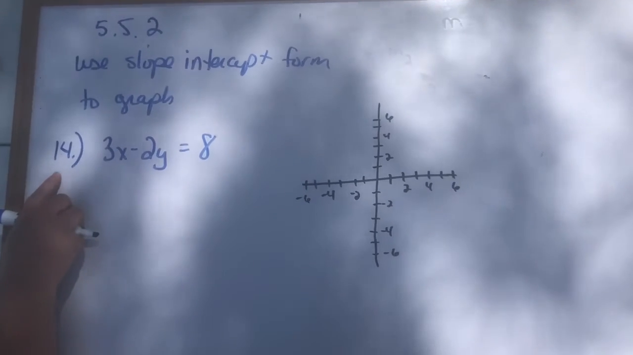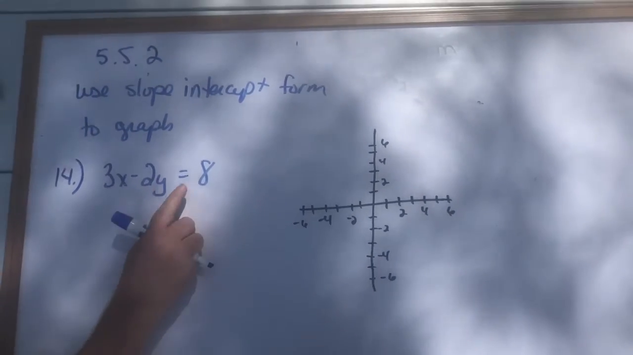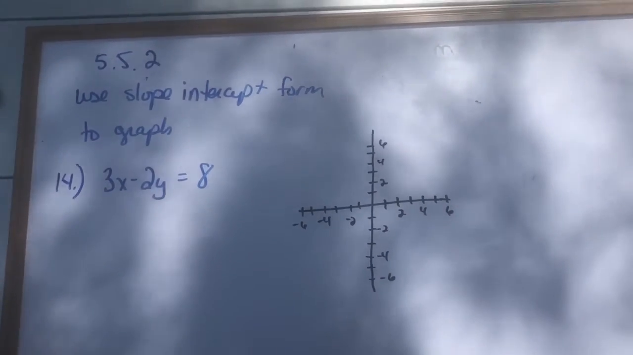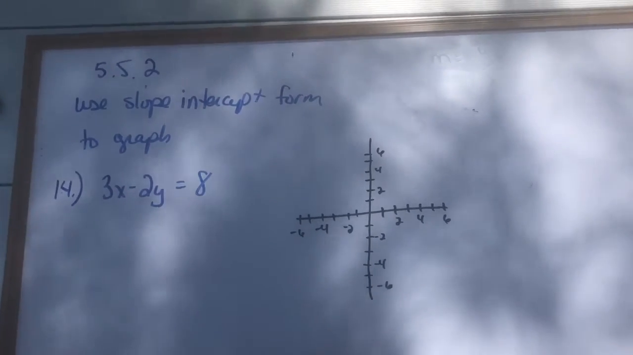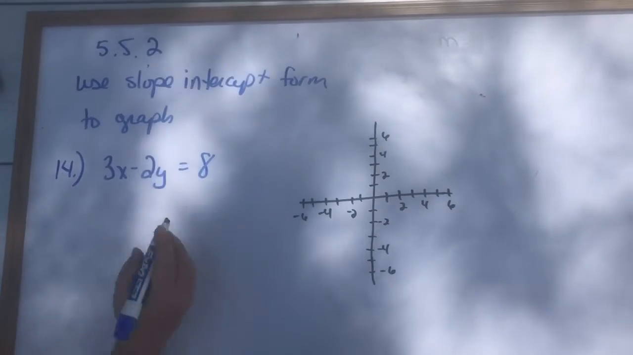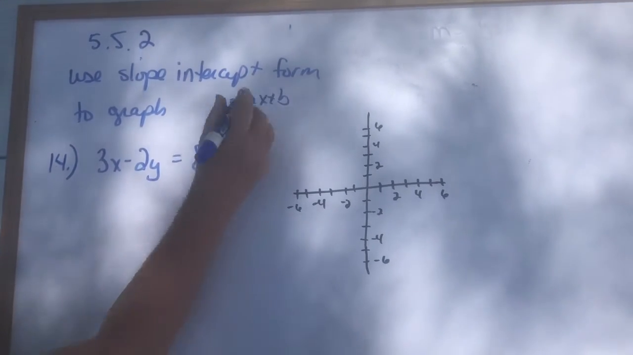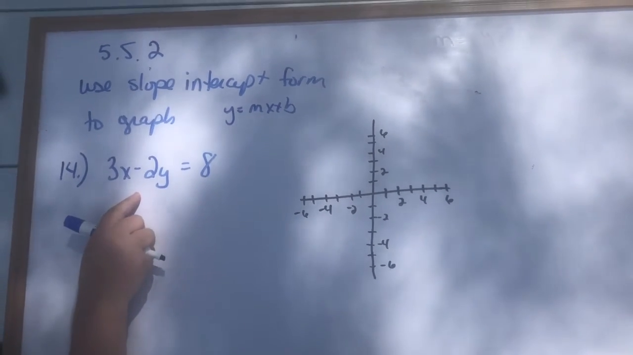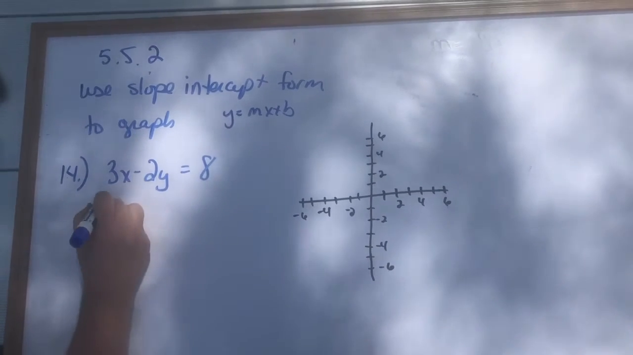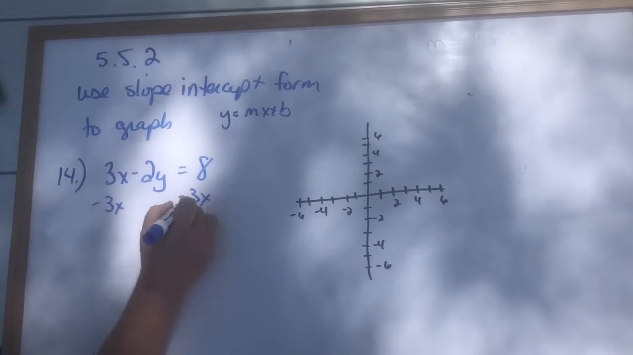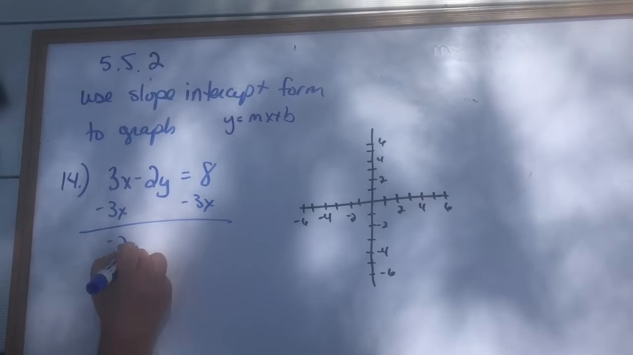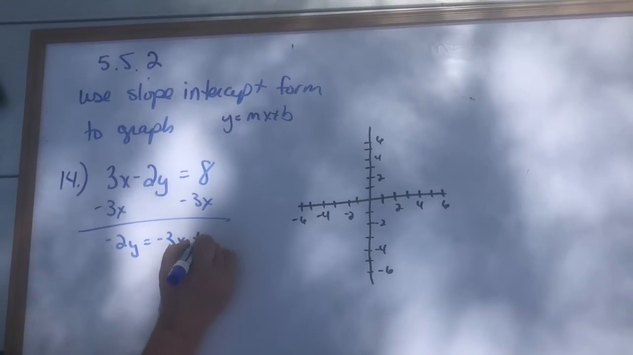Okay, we're on number 14 here, and it says 3x minus 2y equals 8. And it's still telling us to use the slope-intercept form. We have to put it in slope-intercept form, and that is y equals mx plus b form. So I have to solve this equation for y first. So we're going to subtract 3x from both sides. -2y equals -3x plus 8.